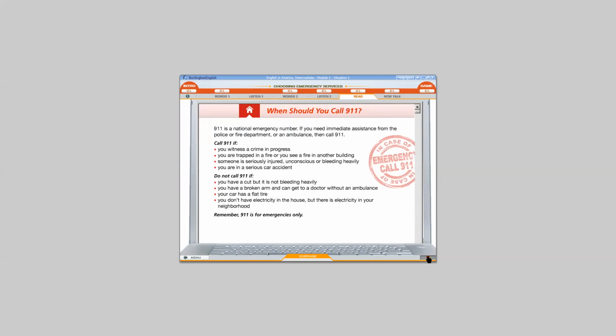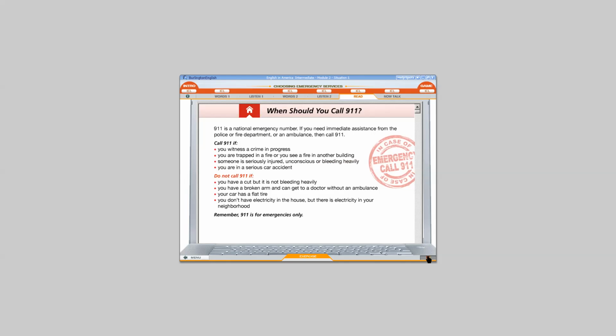When should you call 911? 911 is a national emergency number. If you need immediate assistance from the police or fire department or an ambulance, then call 911. Call 911 if you witness a crime in progress, you are trapped in a fire, or you see a fire in another building. Someone is seriously injured, unconscious, or bleeding heavily. You are in a serious car accident.